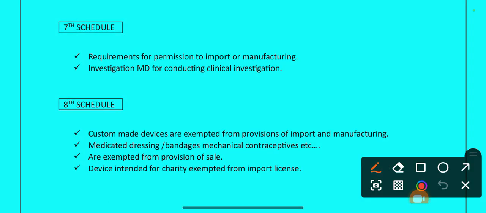Next one, the seventh schedule. The seventh schedule details the requirements for obtaining permission to import or manufacture investigational medical devices for clinical trials. What is the purpose of the seventh schedule in the Medical Devices Rules? The requirement of permission to import or manufacture. So we can manufacture medical device instruments, and we can import and export. So this is the seventh schedule.